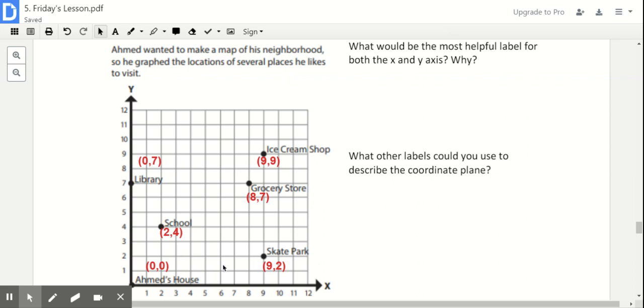Okay. So again, we are also looking at what other labels we could use. So if we're thinking of him traveling from his house to these places, we could think of miles, we could think of feet, we could think of kilometers, you could think of any type of distance. We could think of blocks, the amount of blocks that he walks. Okay, but it all could be changed based off of the labels that you put in the story that's there.